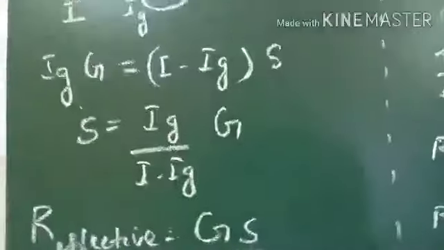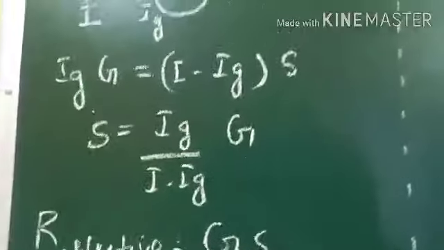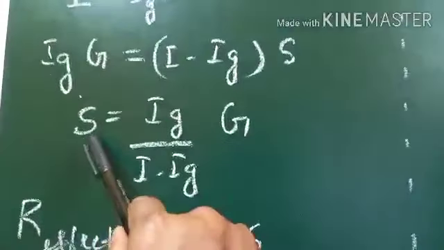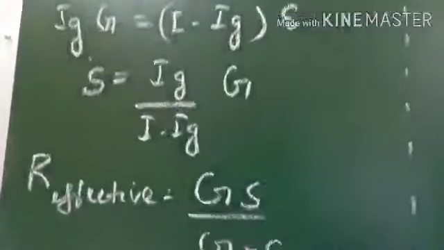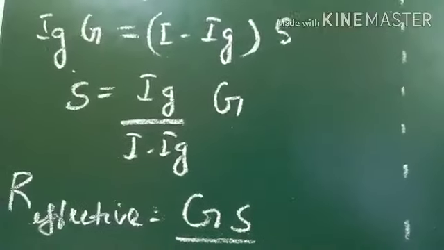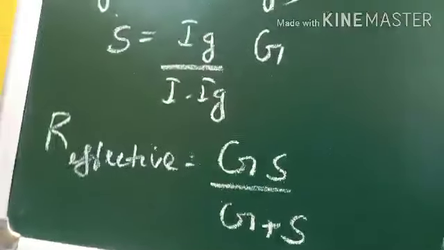In that way, depending on how much current you have to measure, you can calculate the value of the shunt resistance. Since they are connected in parallel, the net effective resistance of the ammeter is equal to G into S divided by G plus S.